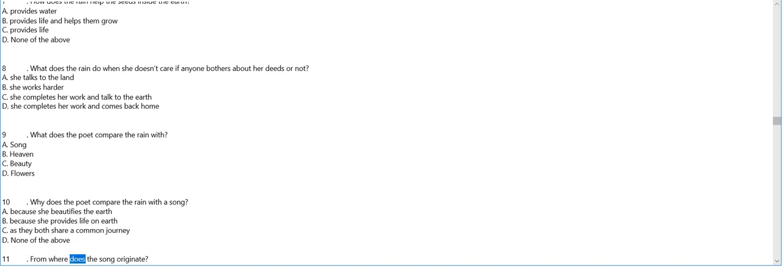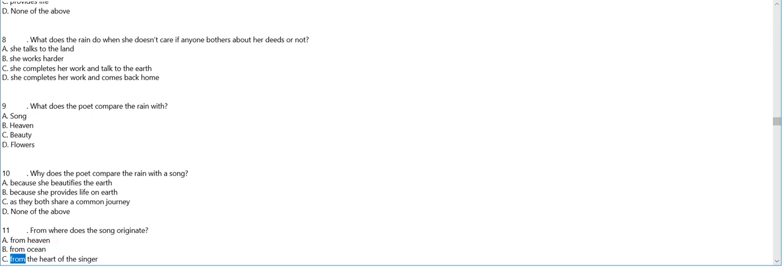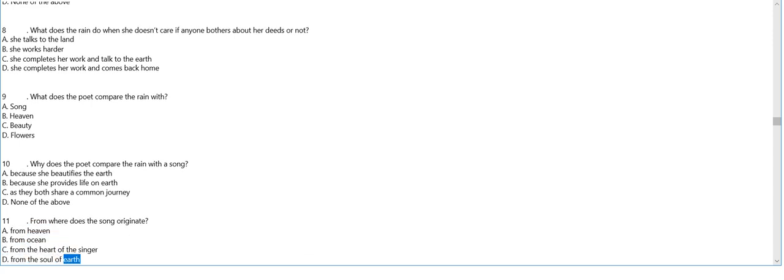11. From where does the song originate? A. From heaven. B. From ocean. C. From the heart of the singer. D. From the soul of earth.